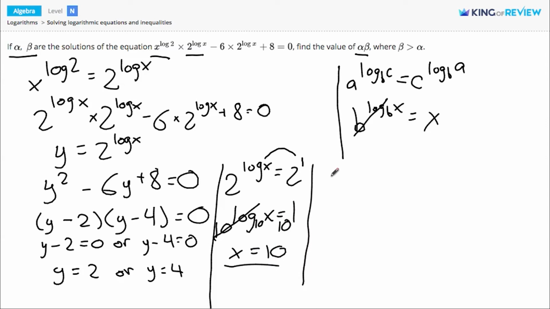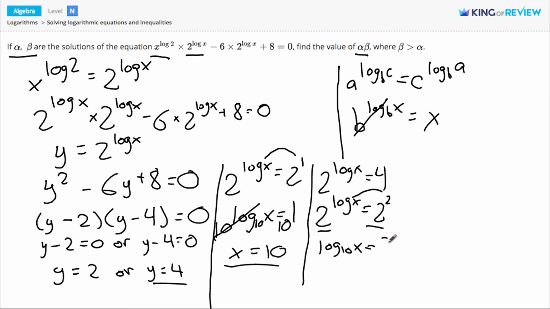I can do the same thing for 2 to the log of x is equal to 4, the other solution for y. Well, let's use the same logic as last time. I know that 4 is 2 to the second power, so since both of these bases are 2's, the log of x has to match 2. If the log base 10 of x equals 2, I can raise 10 to the power of both sides. The 10 and the log base 10 cancel, and 10 squared is 100.